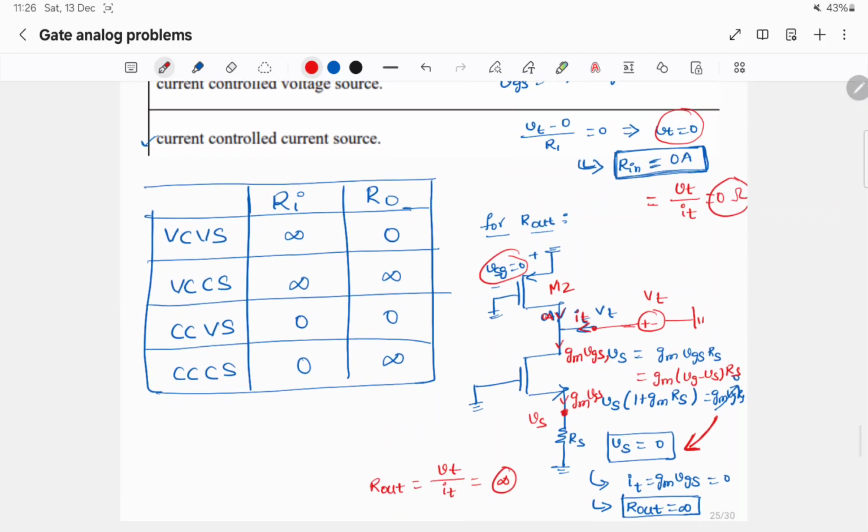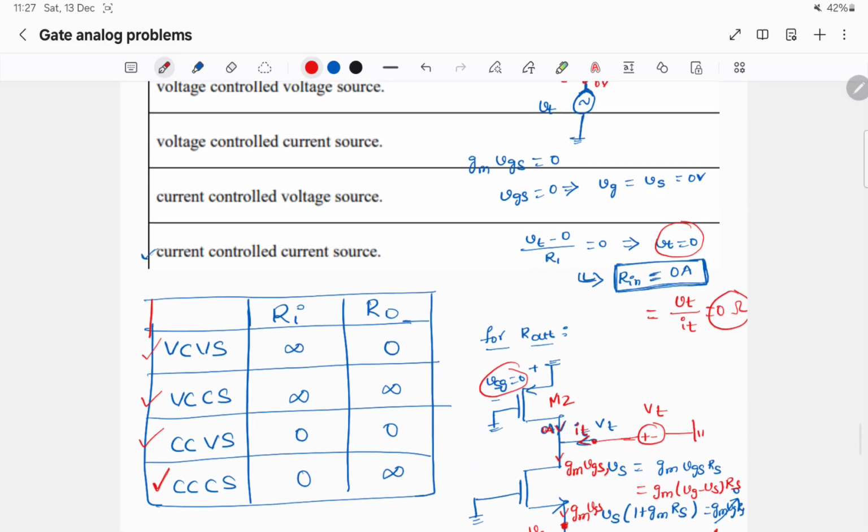If R in is 0 and R out is infinity, it will be a current controlled current source. These are the different combinations of input and output resistance and the behavior of the circuit. If input impedance is infinity and output impedance is 0, it is VCVS. If input impedance is infinity and output impedance is infinity, it will be VCCS. Similarly, R in is 0, R out is 0 implies CCVS. So here the answer is current controlled current source.